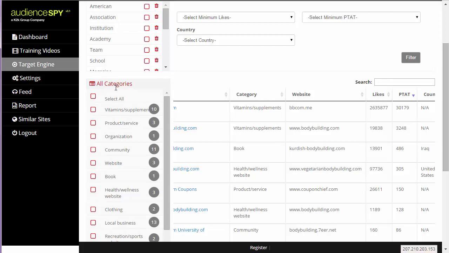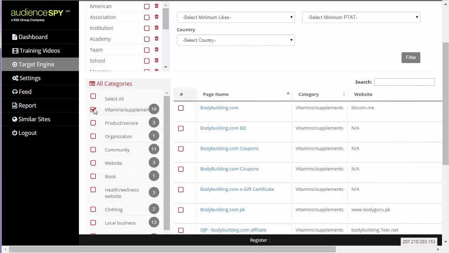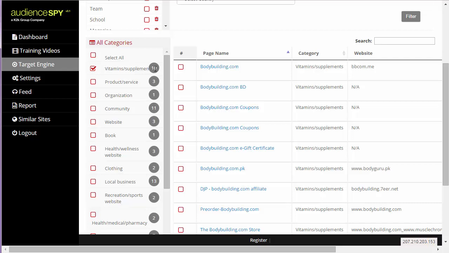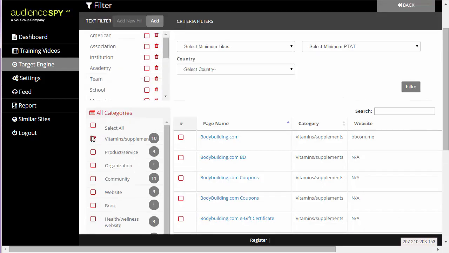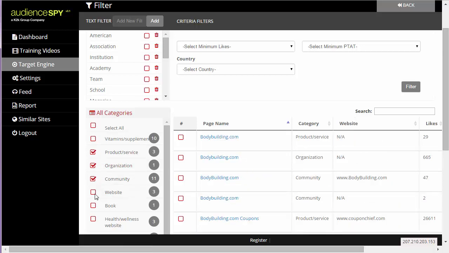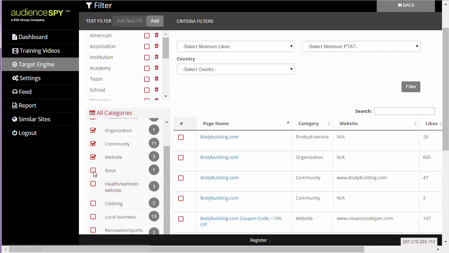And sorry, the other thing I forgot to mention is the category. Over here we can actually see the categories that they break down at. If we only wanted to target vitamins and supplements, we could see that there's 10 entries of that, and that's who they are. If we don't want to target that, then we can take them off. If we were looking for products and services, there's 3 of those: organisations, communities, maybe websites, maybe the book.